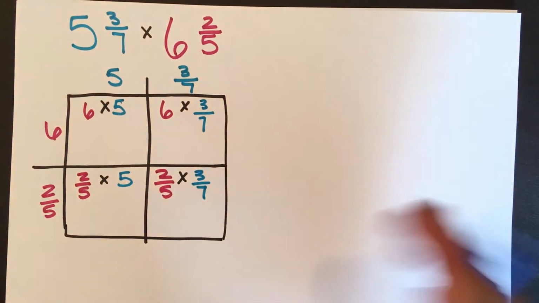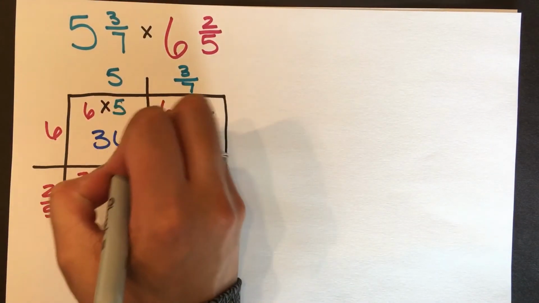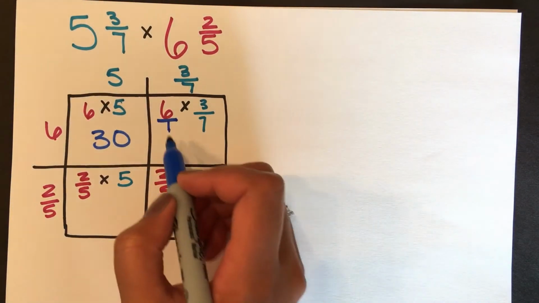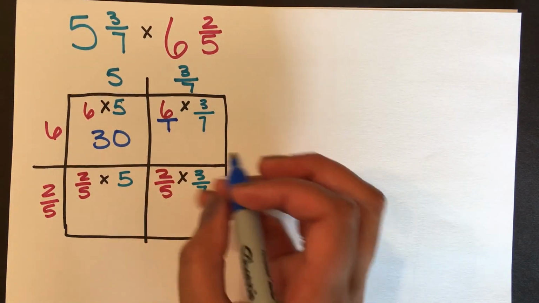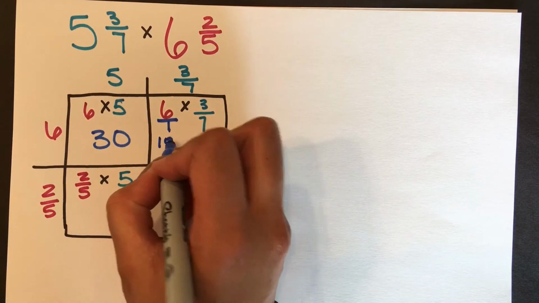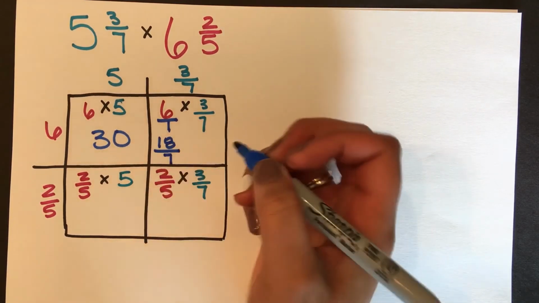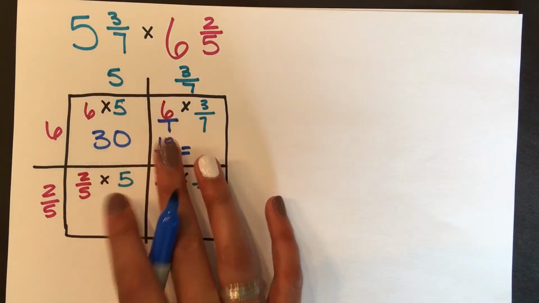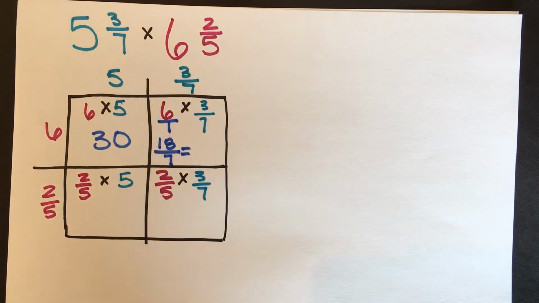We go 6 times 5 is 30. We turn this into a fraction and we multiply straight across. 6 times 3 is 18. 1 times 7 is 7. We need to convert this from an improper fraction to a mixed number. We think, how many times can 7 go into 18?